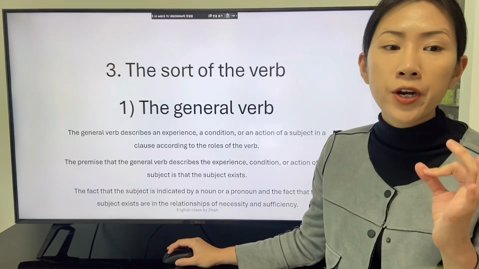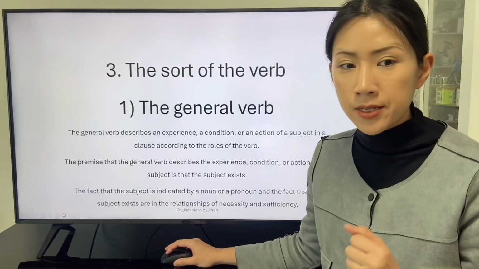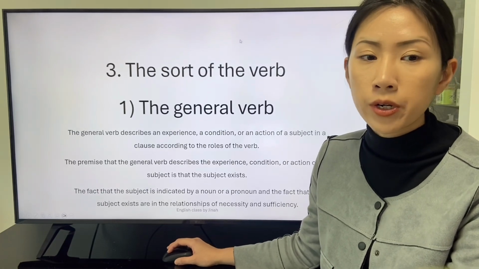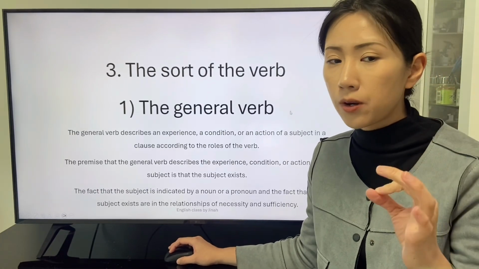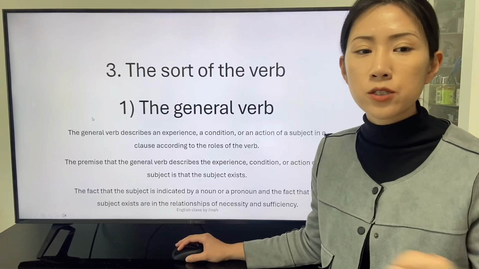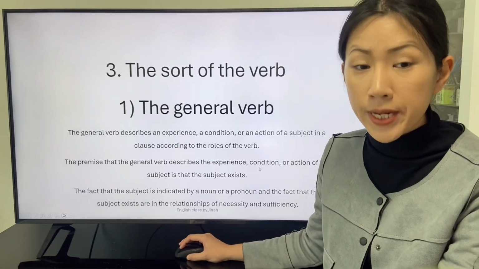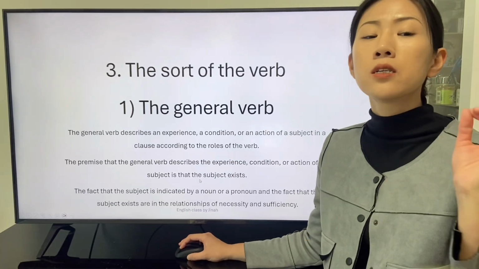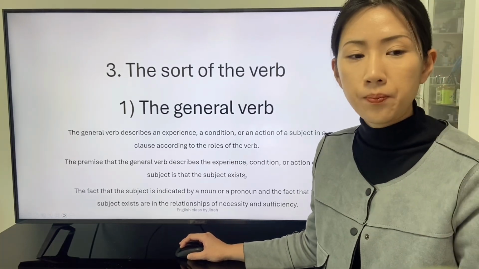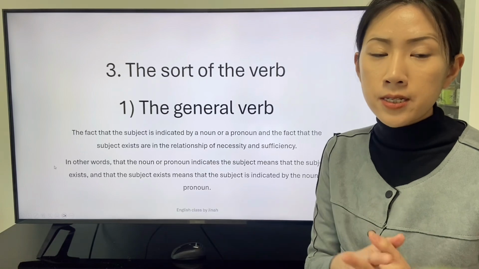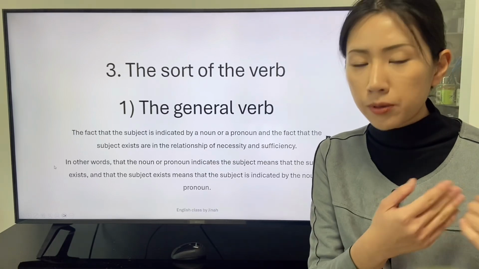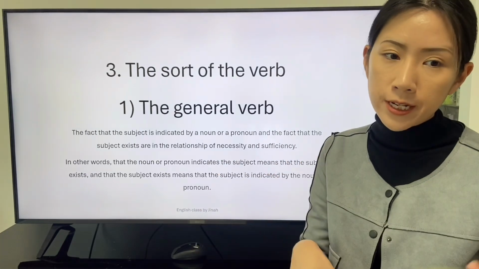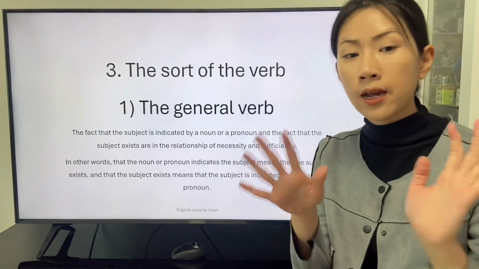The general verb describes an experience, a condition, or an action of a subject in a clause according to the roles of the verb. The premise that the general verb describes the experience, condition, or action of the subject is that the subject exists. The fact that the subject is indicated by a noun or a pronoun, and the fact that the subject exists are in the relationship of necessity and sufficiency.